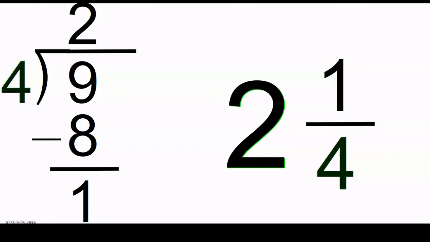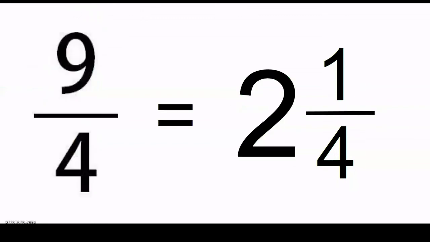So before we had 9 over 4, and right here we have 1 over 4. So the denominator stayed the same. So this tells us that 9 over 4 as a mixed fraction is 2 and 1 over 4. Now how would we represent 2 and 1 over 4?